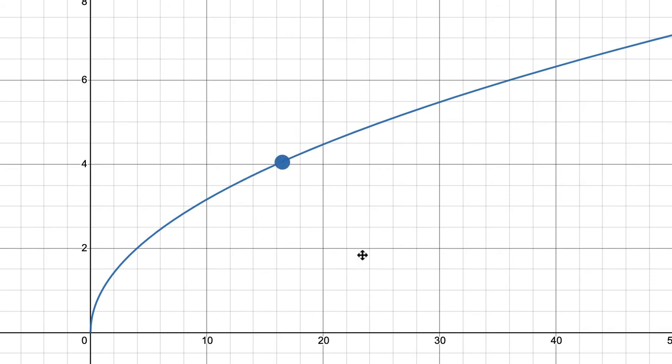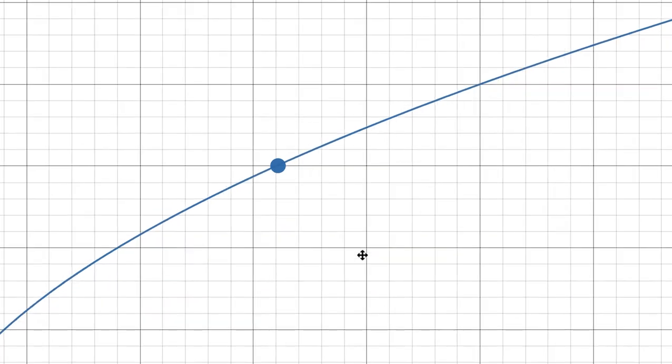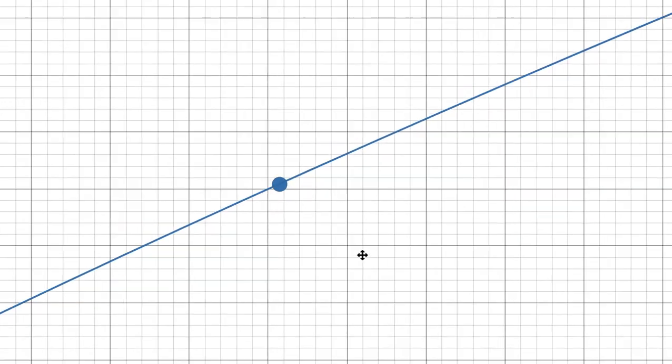And here's the thing that we're going to exploit. And you may recall having encountered this when you first started talking about differentiation. If I zoom in on the graph of a differentiable function at a location where it's differentiable, what I see is that it looks more and more like a line the closer in I go. And the line that it looks more and more like is the tangent line.